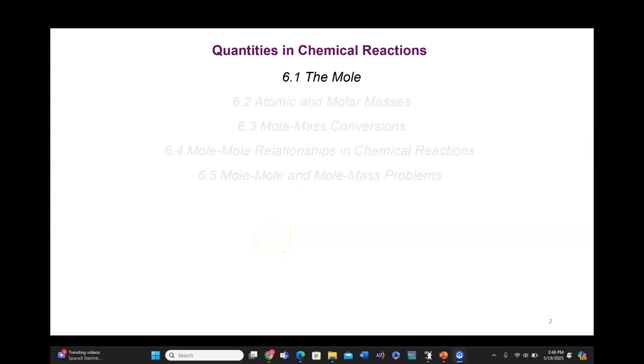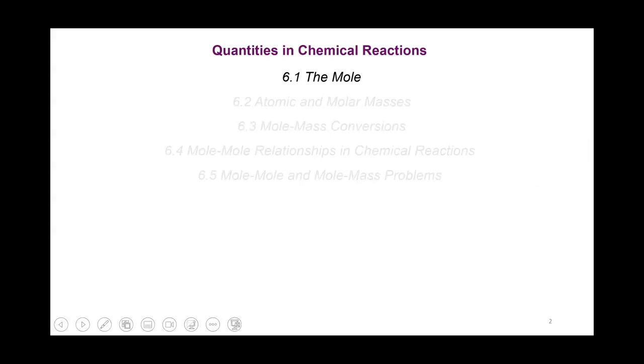We begin Chapter 6 by discussing the concept of the mole. The mole is often described as the chemist's counting unit. So just like a baker might use the dozen, meaning 12, as their counting unit, or a farmer growing wheat might use something like bushels to count the yield of their crop, chemists use the mole to count the amount of reactants and products involved in chemical reactions.